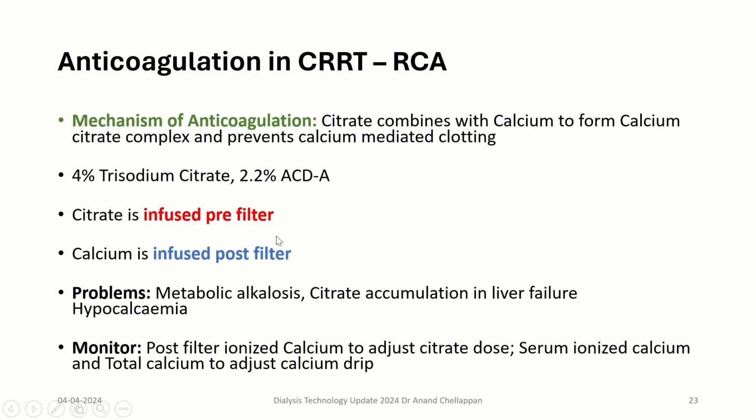4% trisodium citrate and 2.2% ACDA are the common solutions used for citrate anticoagulation. What are the problems associated with regional citrate anticoagulation? Patient can develop metabolic alkalosis, so blood gas monitoring is important. Citrate can accumulate in patients who have liver failure. Many patients in the ICU tend to have multi-organ dysfunction, liver failure. Since citrate is metabolized by the liver, it can accumulate in liver failure.